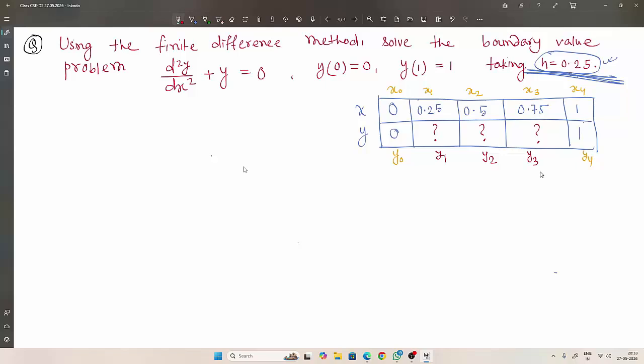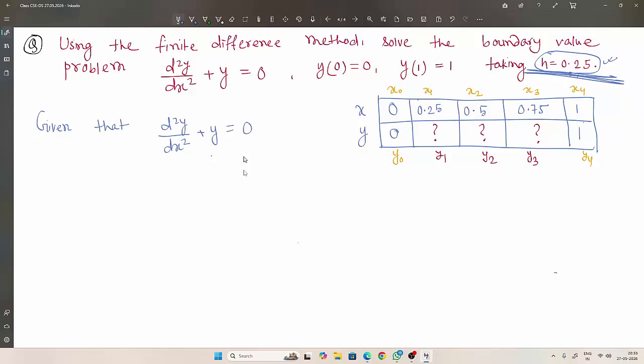Bolo, is it clear or not? After that, is the division clear? Yes, sir. d2y dx2 plus y equal to 0.